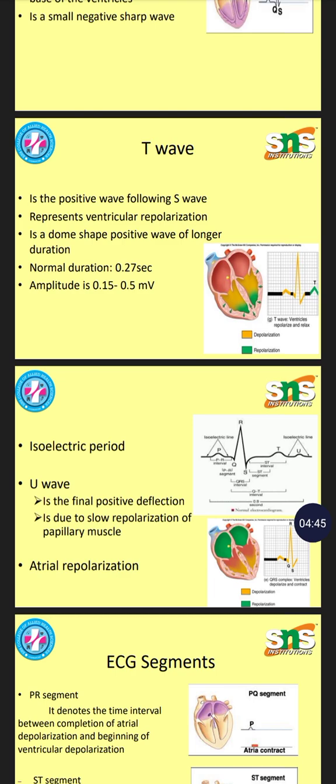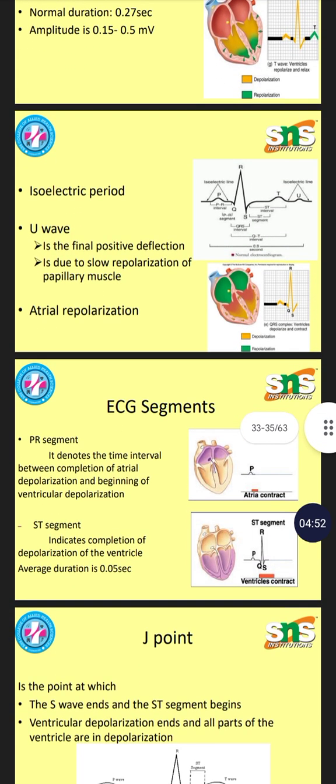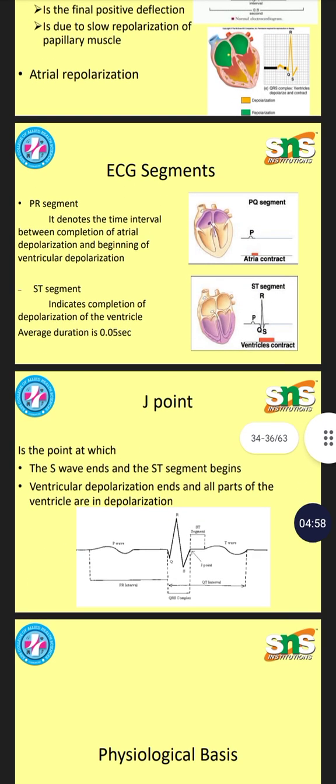Normal duration 0.27 second. Amplitude 0.15 to 0.5 mV. Isoelectric period. U wave is the final positive deflection. It's due to the slow repolarization of papillary muscles. Atrial repolarization.